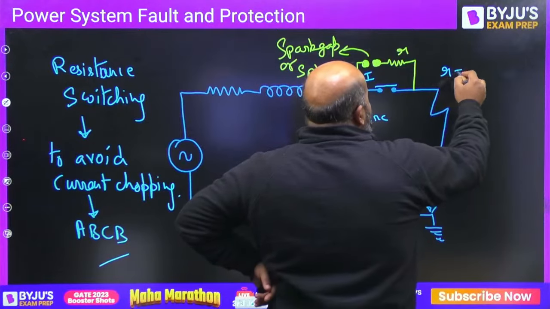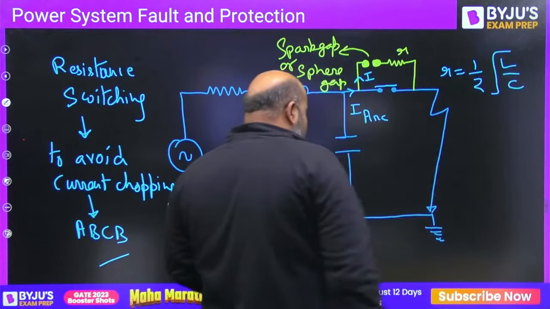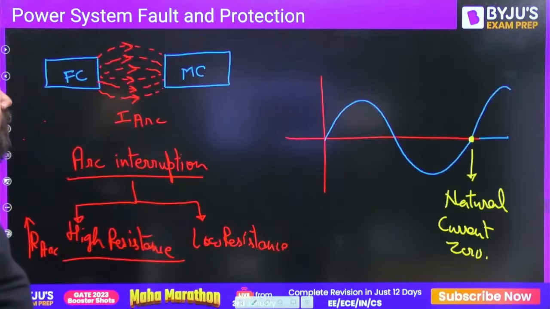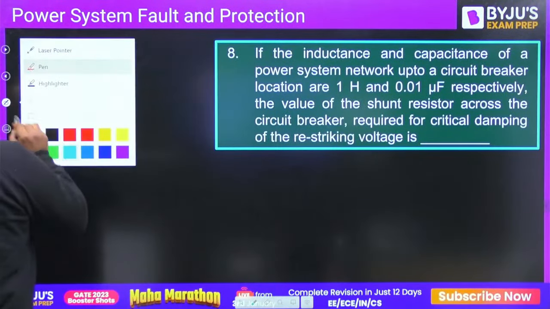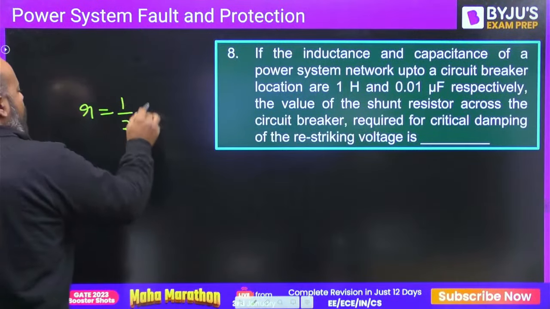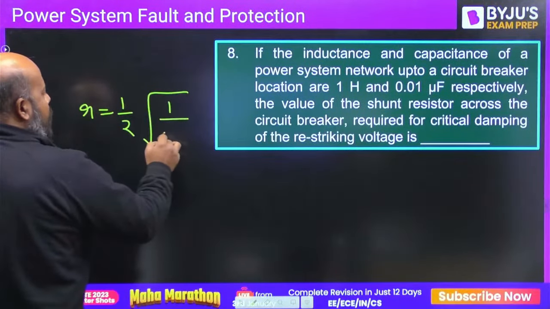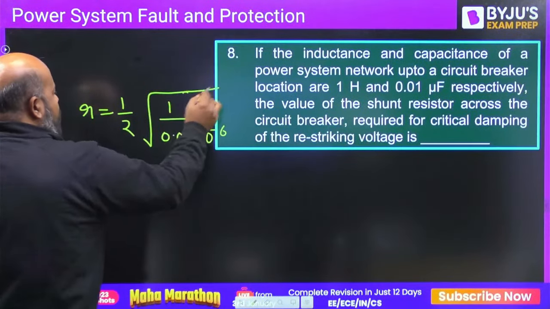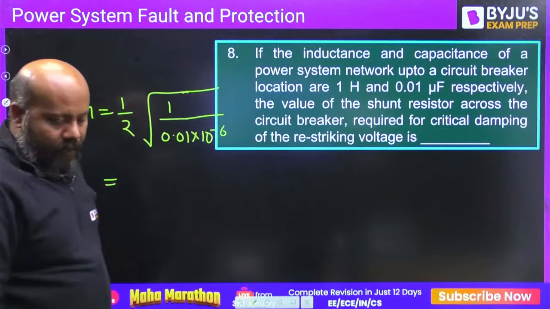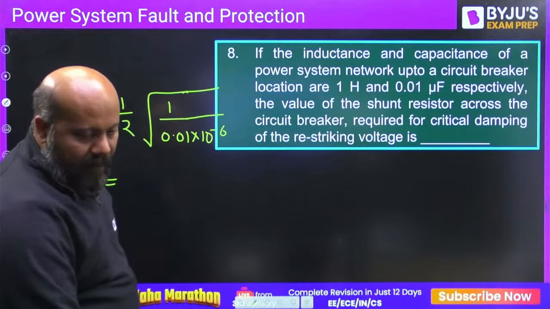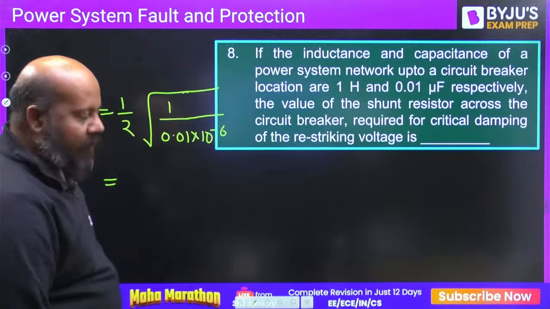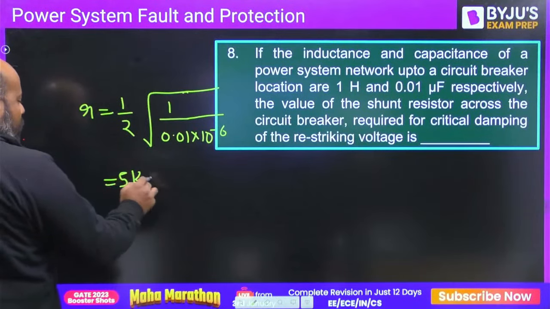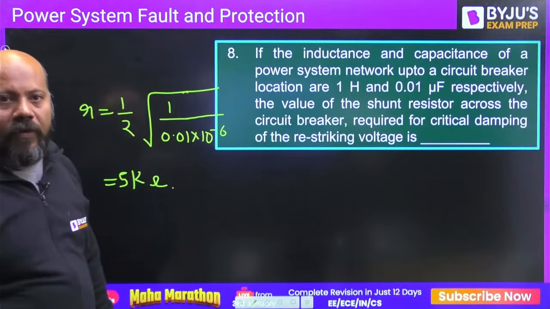The value of this resistance R is simply given as 1 upon 2 under root L by C. So, the solution is easy, just the concept you have to understand. So, what is going to be the value of this critical resistance? It is going to be 1 by 2 under root L by C. L is 1 Henry, C is 0.01 times 10 to the power minus 6. Just solve this. How much are you getting? So you must be getting somewhere around 5 kilo ohms. 5 kilo ohms. Yes or no?